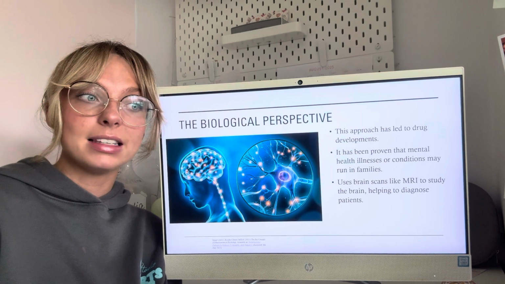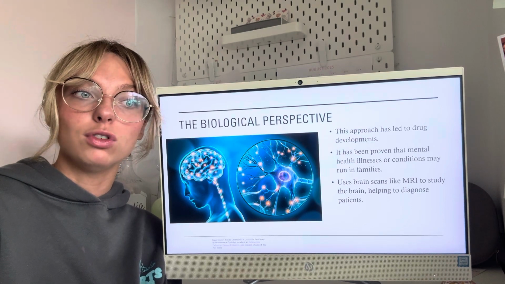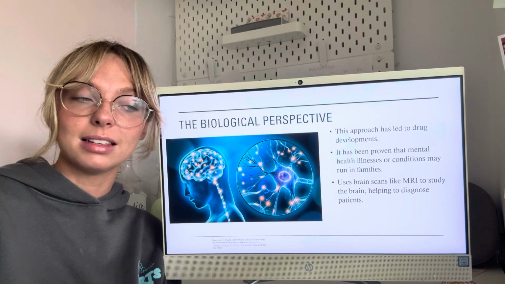Brain scans and MRI scans have given us an insight on how the brain functions and how they are related to the mental processes.